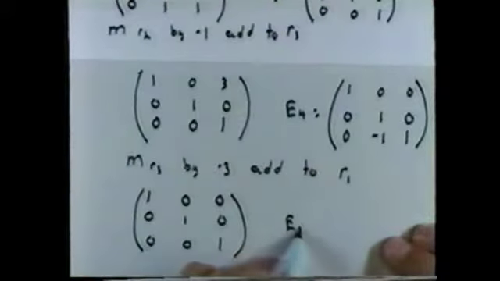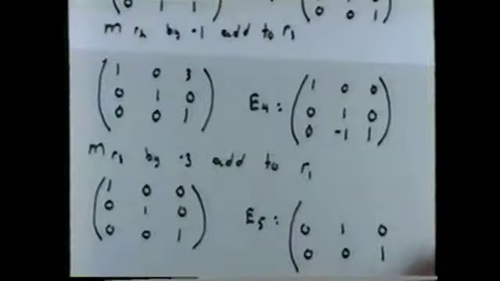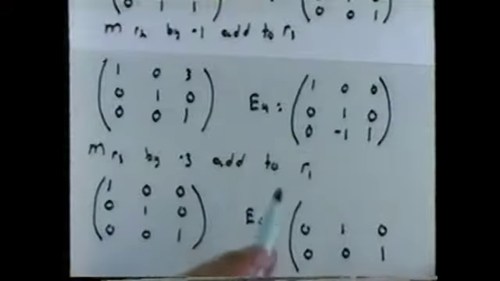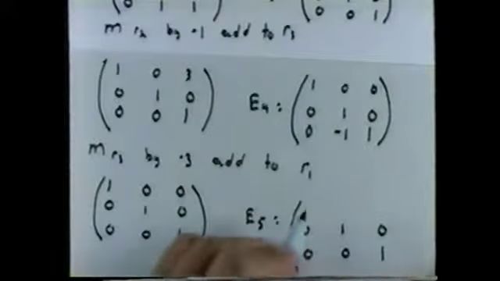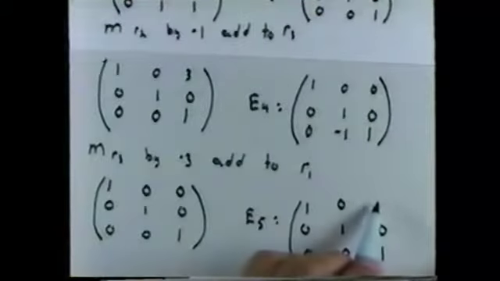Doing the same thing to the identity matrix, I get what E5 is. So we have 0, 1, 0, 0, 0, 1. And we multiply row 3 by negative 3 and add to 1. Negative 3 times 0 is 0. 0 plus 1 is 1, because remember, 1 is in the identity. 0 times negative 3 is 0, plus 0 is 0. Negative 3 times 1 is negative 3, plus 0 is negative 3.